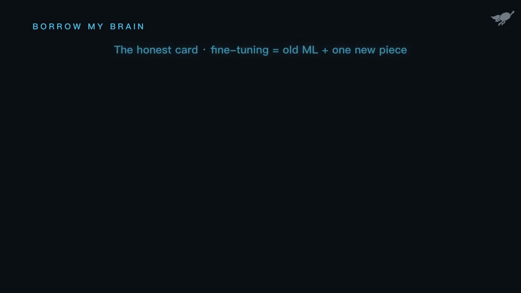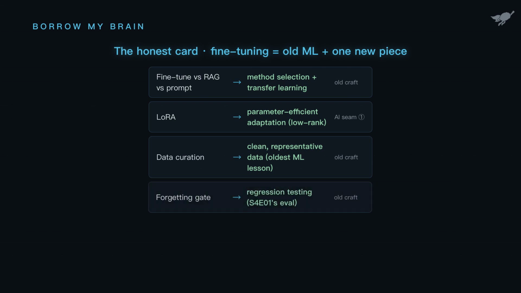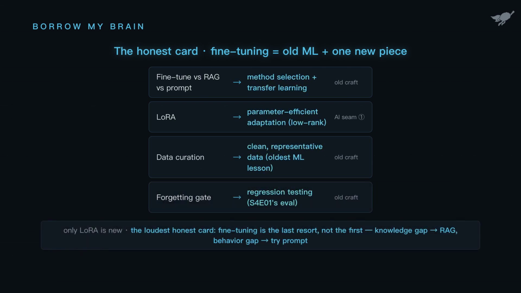The honest card. Fine-tuning, taken apart piece by piece, is this. Transfer learning, plus a data pipeline, plus that eval gate from the first episode. The only genuinely new thing in there is that parameter-efficient trick, LoRA. Everything else is old machine learning. Pick the method, clean the data, guard against regression. And the loudest honest card of all is this. Fine-tuning is the last resort, not the first.